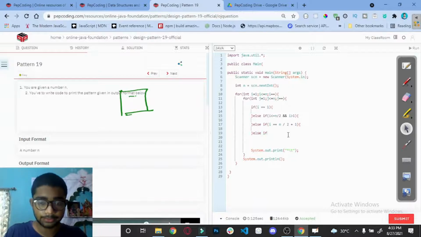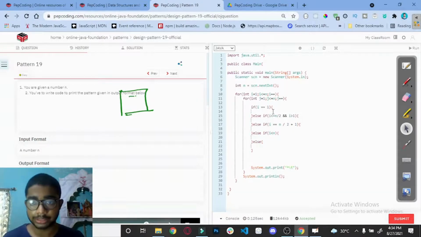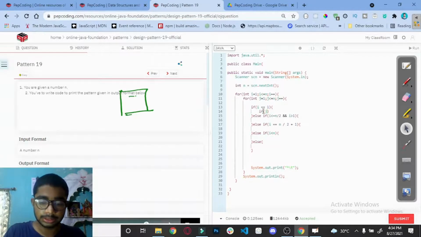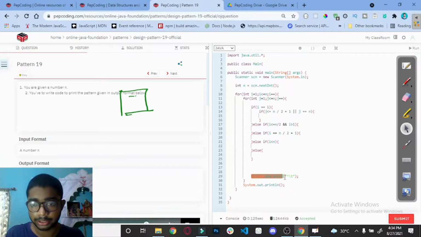So else if i is less than n, then what we will do, and the last part is else. When the i value is equal to 1, we check if j is also less than or equal to n divided by 2 plus 1, or j is equal to n, then we print the star, else we print the spaces. So copy it from here and paste it.